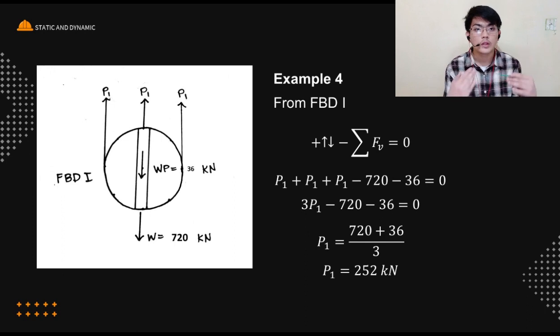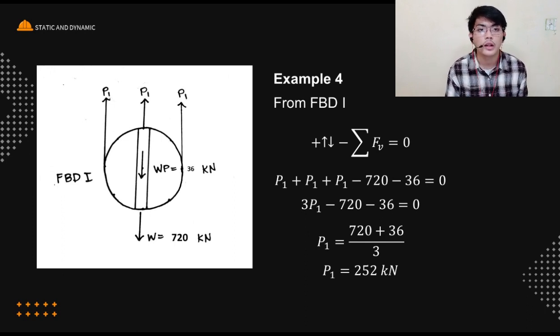Our first step in solving this example is to divide our figure into two free body diagrams. In our first free body diagram, we divide our biggest pulley and cut it off, showing us 3 new forces. We name them P1s, and since they are all going up, they are positive. Then we have the weight of our pulley equal to 36 kilonewtons going down, and a force W going down as well, equal to 720 kilonewtons.